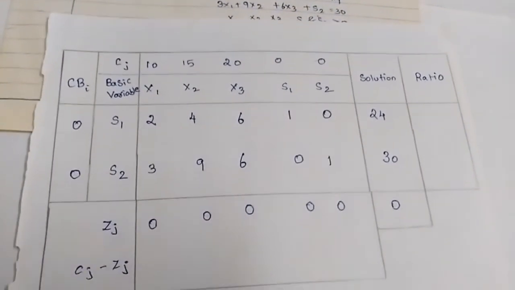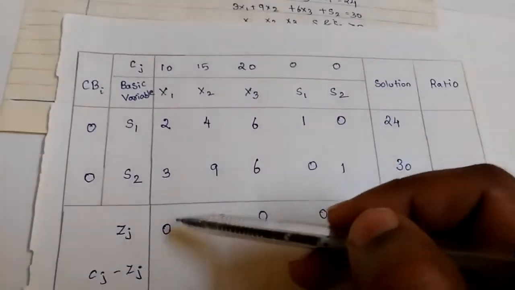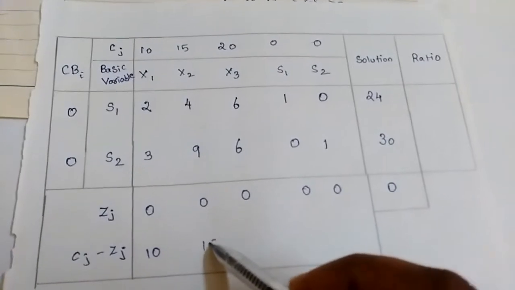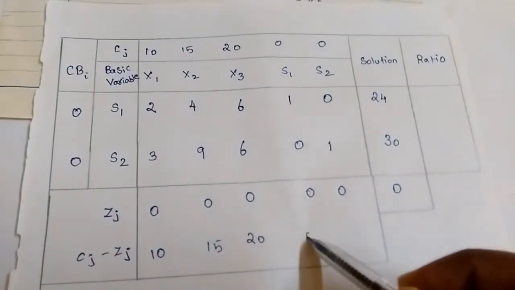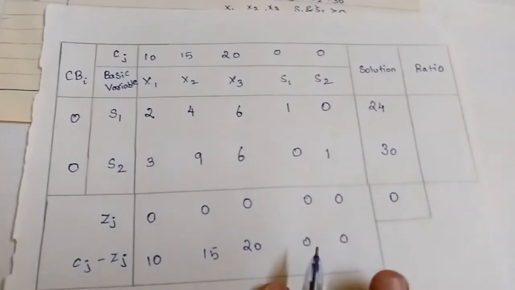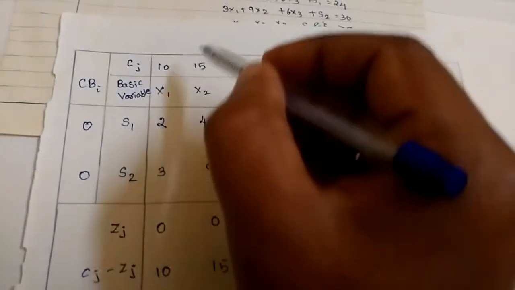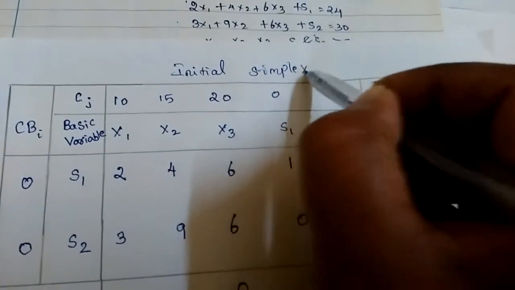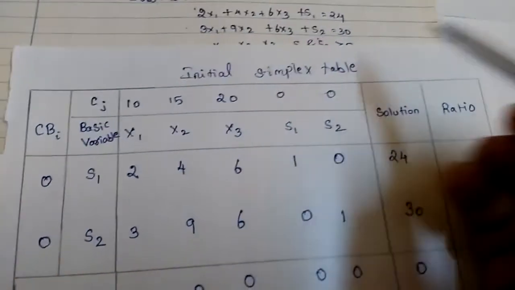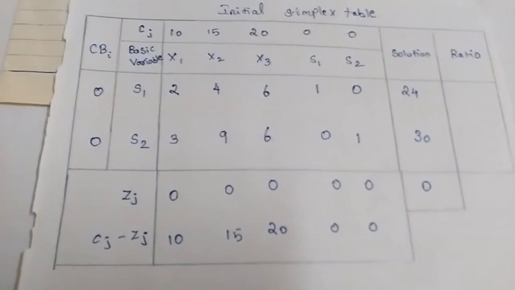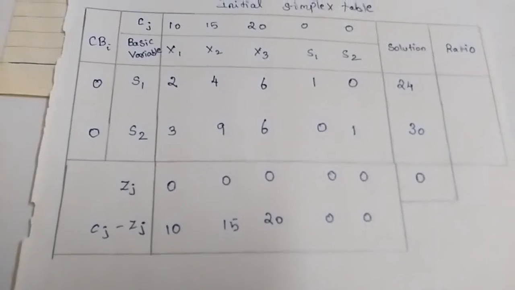Okay, now Cj minus Zj: 10 minus 0 is 10, 15 minus 0 is 15, 20 minus 0 is 20, 0 minus 0 is 0, 0. What does this mean? This is the initial simplex table. This problem is a little time consuming, but if you understand, we can solve it easily. Okay, now our problem starts.